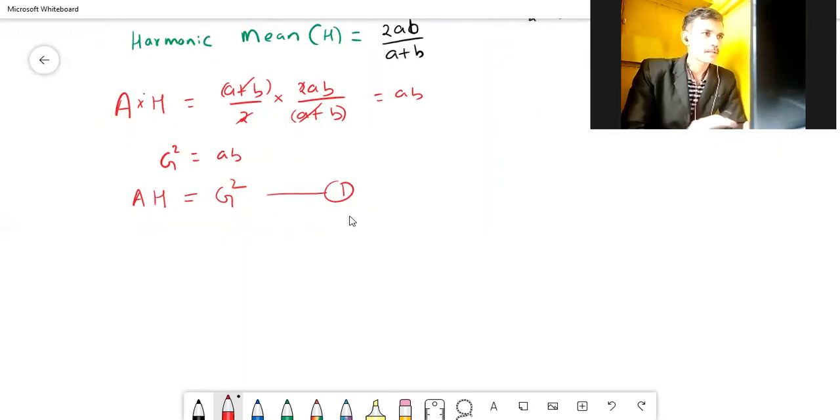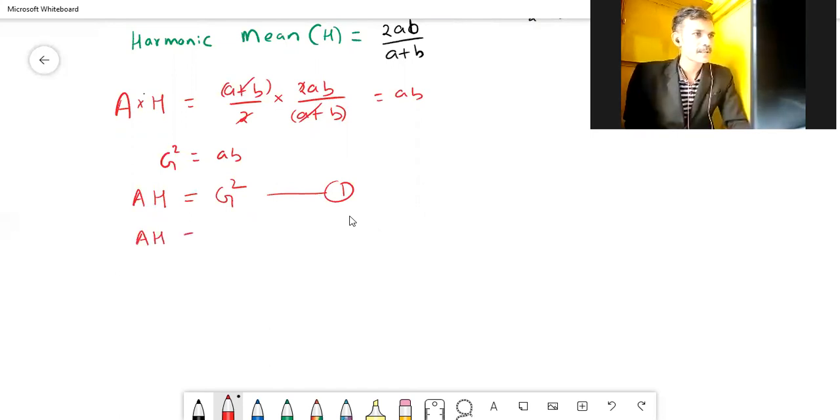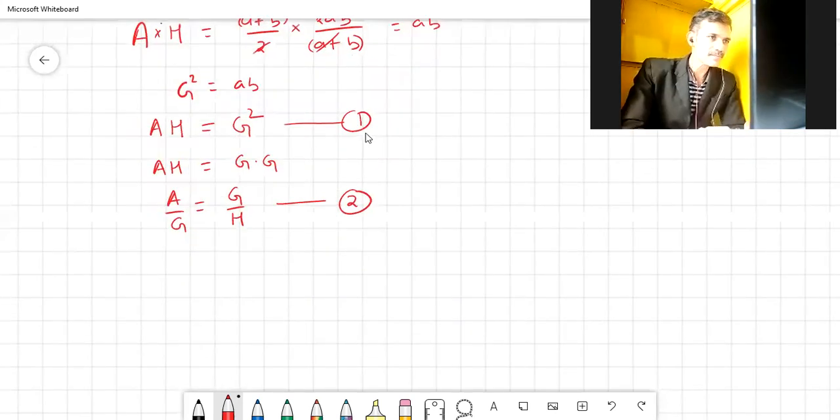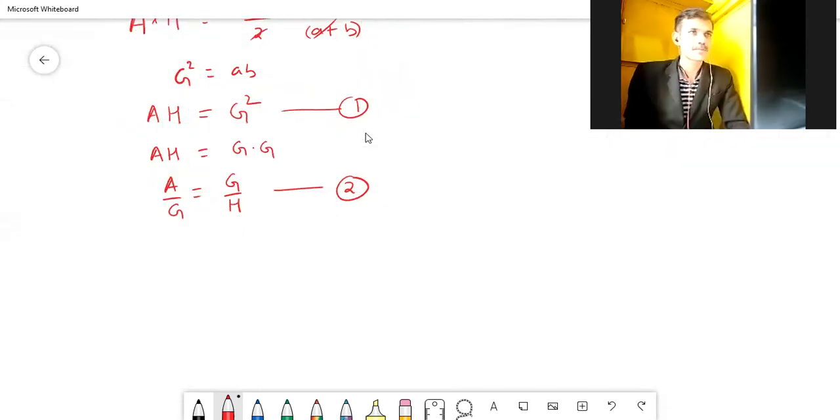Even we can find some other results. Geometric mean G square means G into G we can write. So A upon G, how much will we get? G upon H. This is another condition. Now we will establish which is more or which is less, we'll compare. How can we do that?